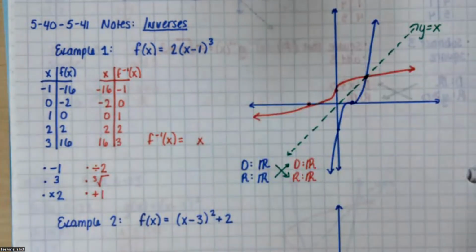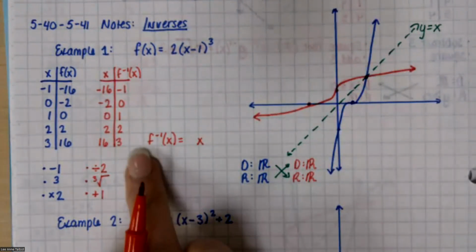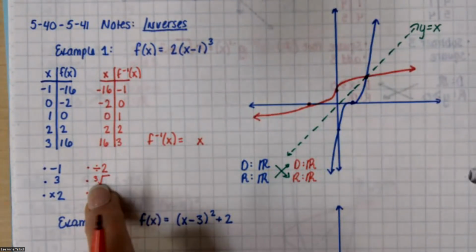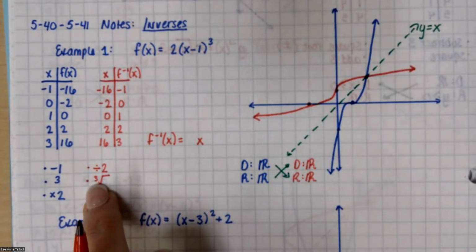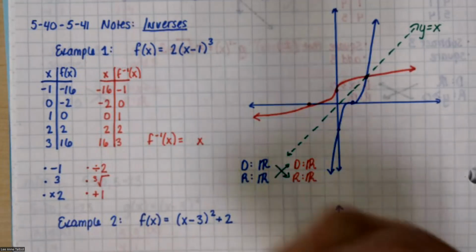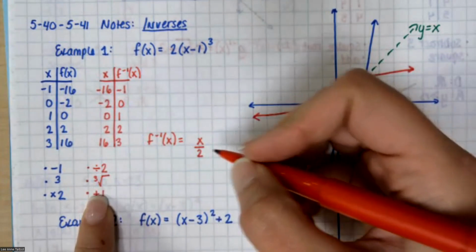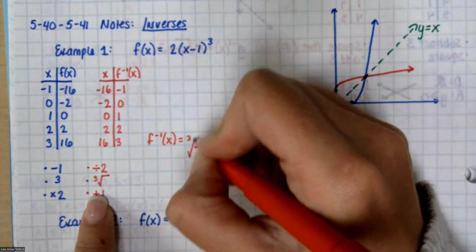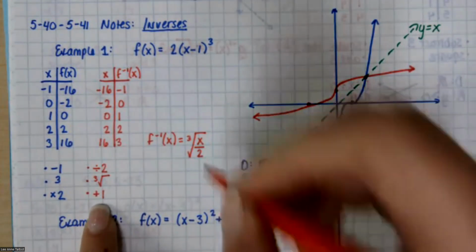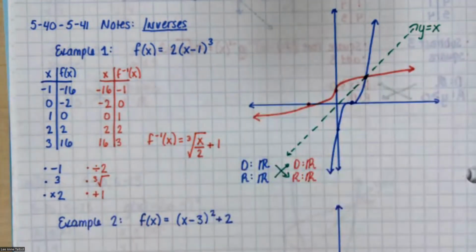Start with an X. Again, I like to put it a little distance away from the F inverse of X just because I can tell one of my steps is going to be cube root. That's going to have to go in front of it. Okay, so step 1 is divide by 2. Step 2, cube root everything. Step 3, +1 on everything.